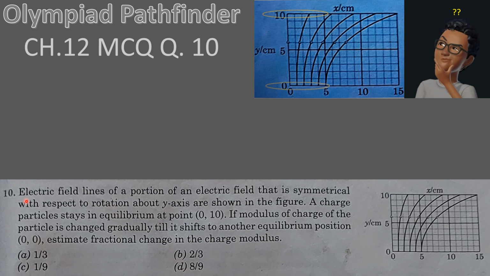The question says, electric field lines of a portion of an electric field that is symmetrical with respect to rotation about y-axis are shown in the figure. So this is y-axis and this is x-axis. About y-axis in rotation, the field is symmetrical. A charged particle stays in equilibrium at point 0, 10.